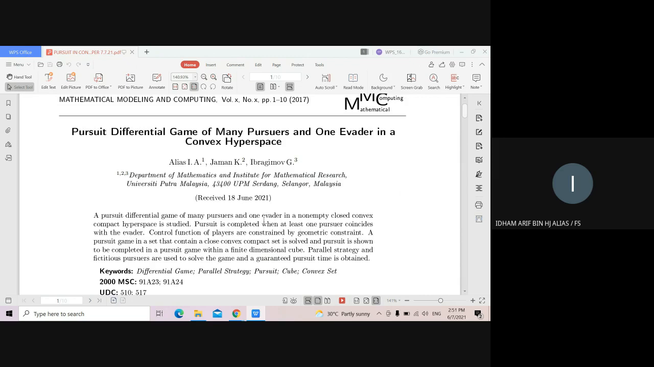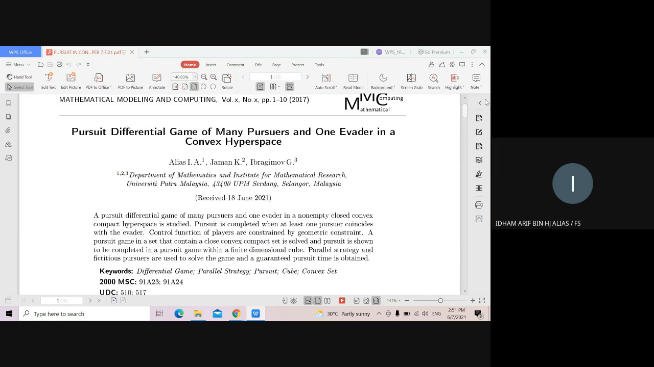Parallel strategy is a standard strategy for pursuers to capture evaders, which was introduced by Petrosyan a few years back. Okay, then also, besides introducing a new method to apply the parallel strategy, we also use the concept of fictitious pursuers, where this concept was used by Ibrahimov and Satimov in 2012.